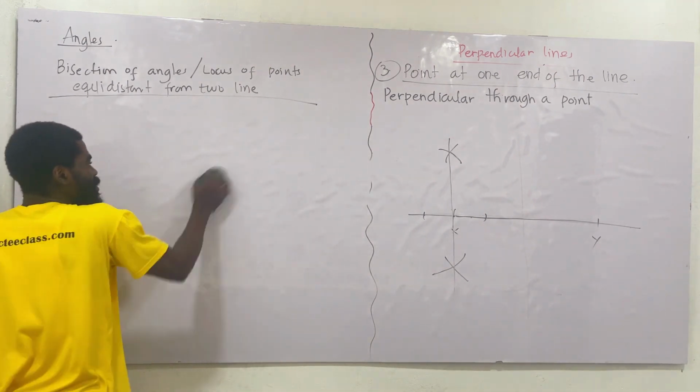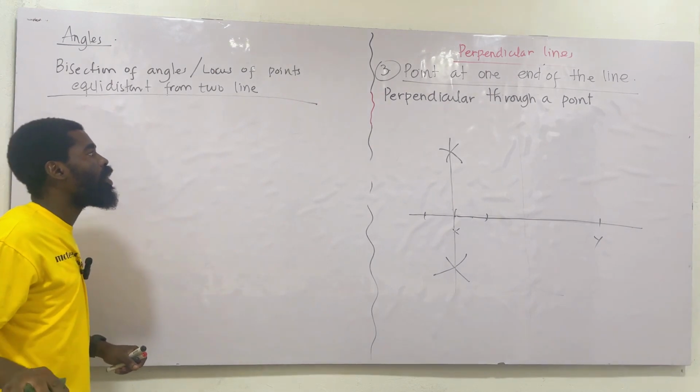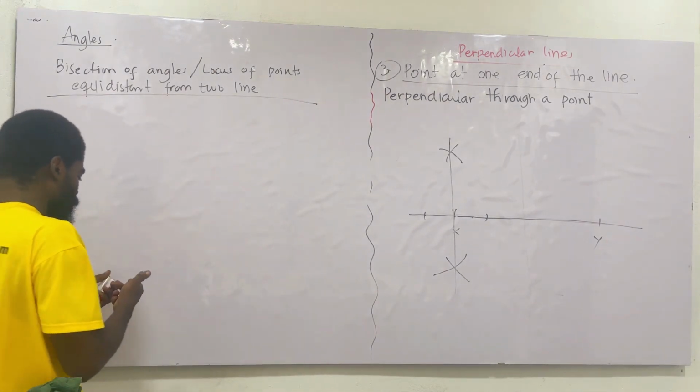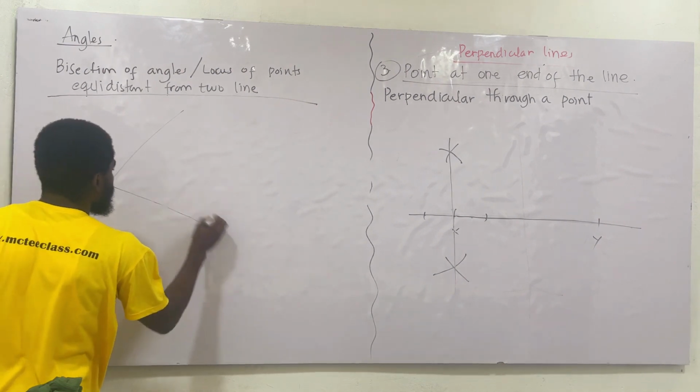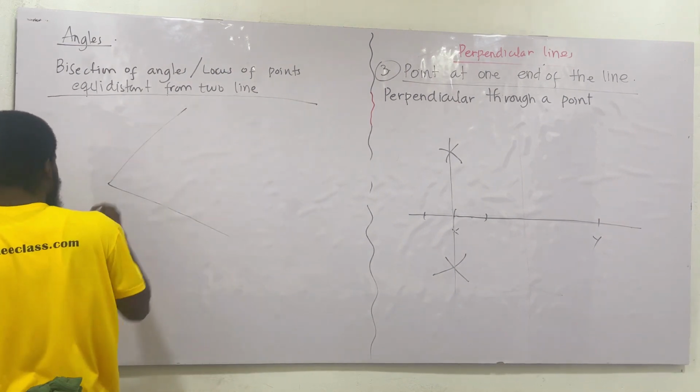Remember that when we did angles, when two lines meet, we form what? An angle. I hope you're okay with that. Okay, so let's go. Let me just draw any random angle before we start the construction. So I have this, any random angle.